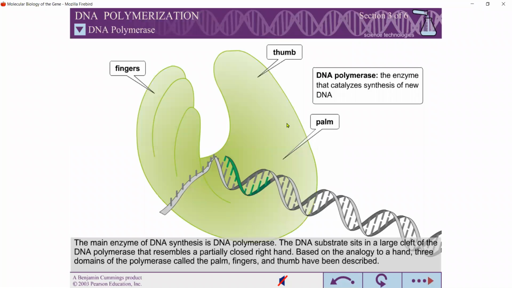And just like in our partially closed right hand, we have a thumb, we have a palm, and we have fingers. Similarly, DNA polymerase, when you draw an analogy to a hand, has 3 domains: thumb, palm, and fingers. It is this enzyme that actually catalyzes the synthesis of new DNA.